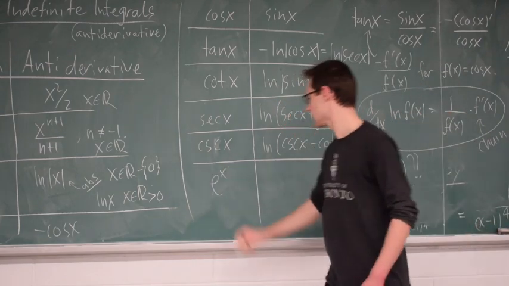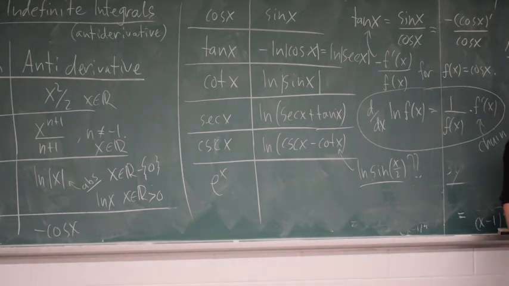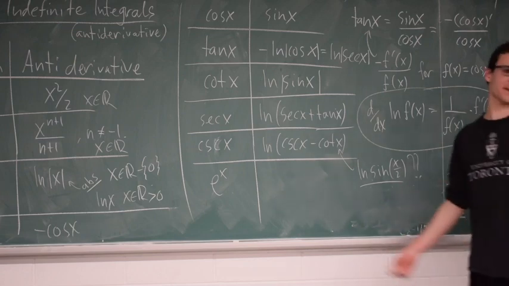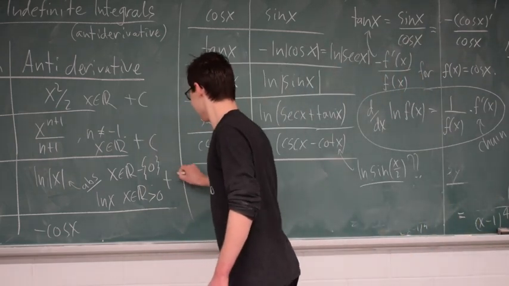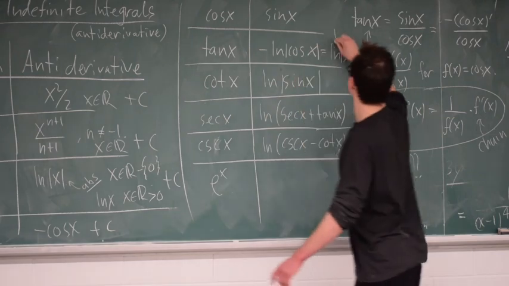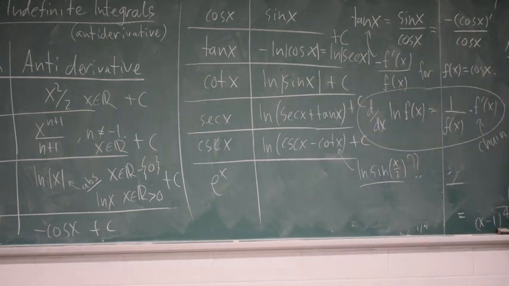e to the x. What's the antiderivative? I wonder. e to the x plus c. Okay. Oh yeah, that's right. Yeah, I forgot about the plus c, like entirely. Okay, yes. So, why do we put the plus c in there?